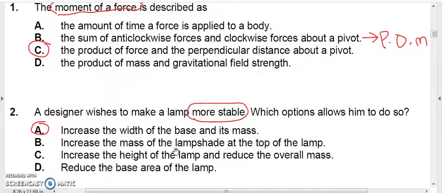Okay, question 2. A designer wishes to make a lamp more stable. For something to be more stable, there are two criteria. It has to have a lower center of gravity plus a heavier base. So this is the one. So lower center of gravity plus the width of the base. So it has to have a larger base area also. Okay. So that's all for A.